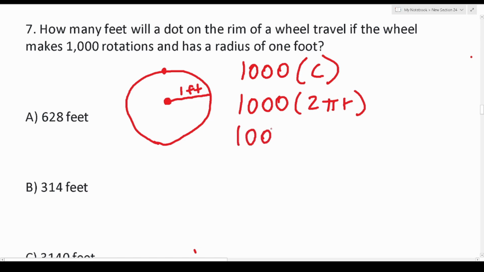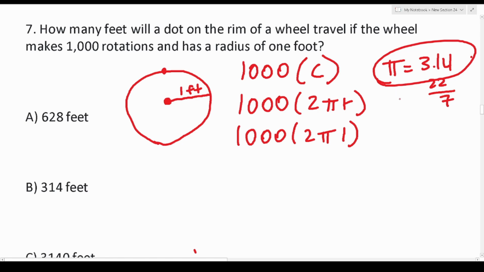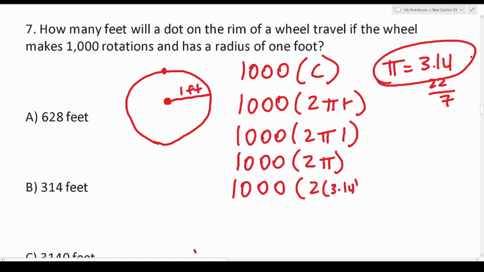So this becomes 1,000 times 2 times pi, and radius, according to the problem, was 1. For the ASVAB, you're always going to let pi be 3.14, but sometimes you'll be told to use 22 over 7. So in this case, we're going to use 3.14. So this becomes 1,000 times 2 times 1 is 2, so this becomes 2 pi. And we know pi is 3.14, so this was 1,000 times 2 times 3.14.